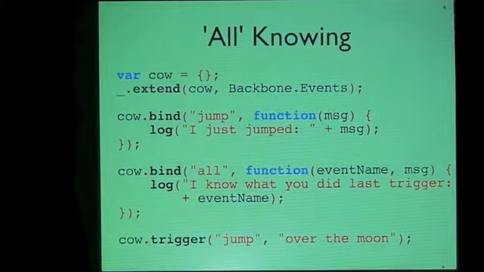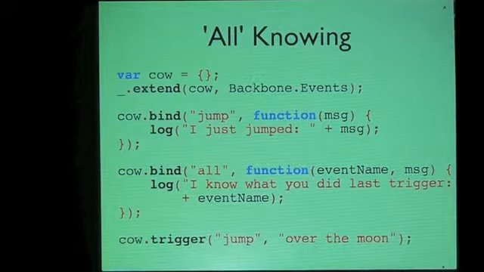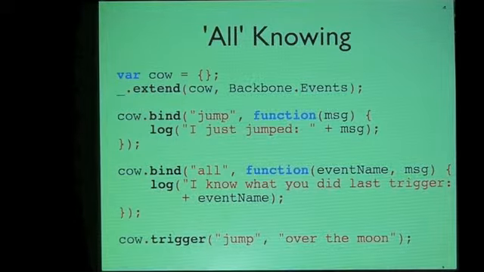So, all knowing. What is all? All is a special token that when you bind to all, you are going to get every single thing. Every single event that's triggered, your all handler is going to know about it.